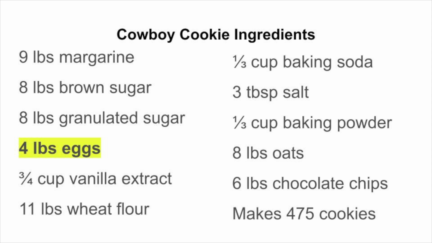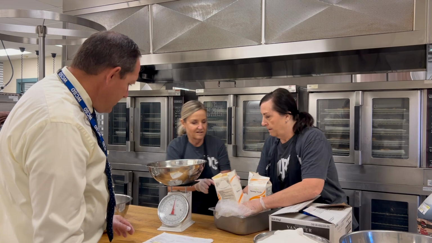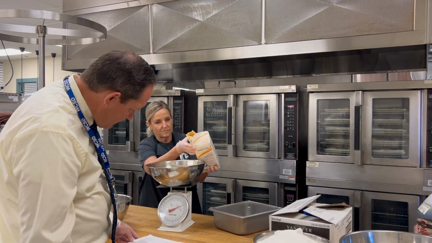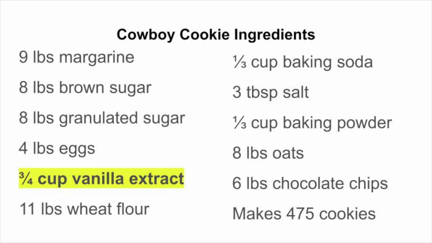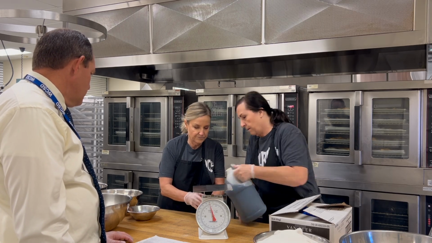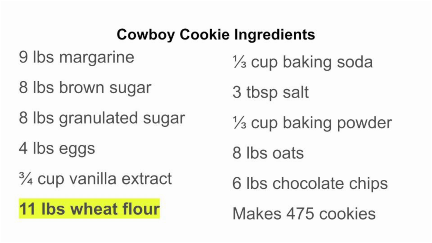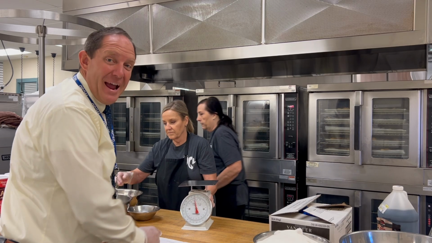Okay. Our next ingredient that we need to measure out is eggs. The eggs we use are already liquid eggs, and we need 4 pounds of our eggs. So this one we'll actually use a measuring cup for. Our next ingredient says that we need to add our wheat flour, and we need 11 pounds.